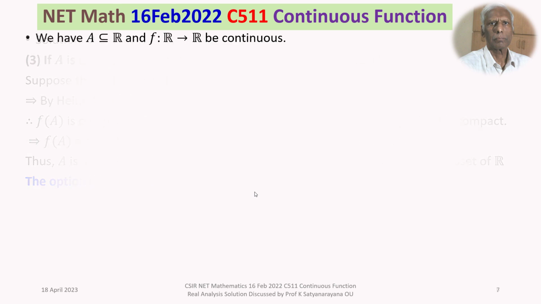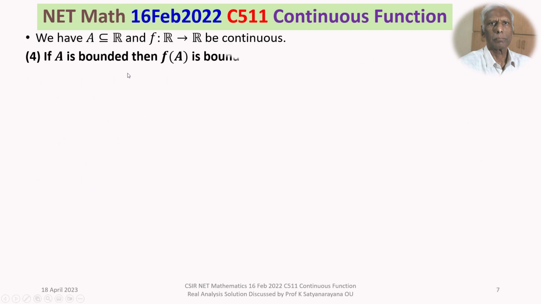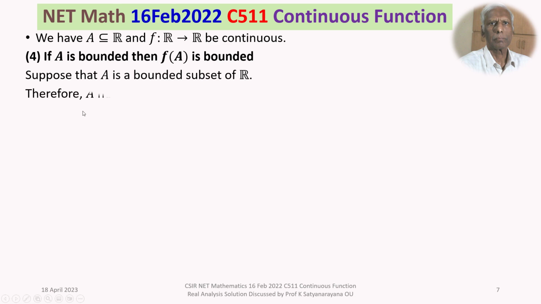We continue and let us take down the statement given in option 4. It states, if A is bounded, then f of A is bounded. For this also, we will establish this result and prove that it is true. Suppose that A is a bounded subset of R. This is our hypothesis.